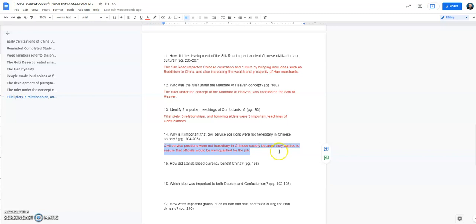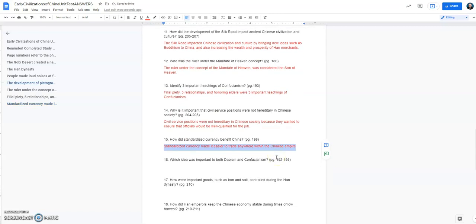15. How did standardized currency benefit China? Well, it just made it easier to trade. If everybody in the empire has the same money, then everybody can use the same money to trade and buy things. You don't have to go to one kingdom and trade your money for a different kind of money, with exchange rates and all that kind of stuff. Like if you're traveling from the United States to Europe, for instance, right? You got to change your dollars into euros, and it can be kind of a hassle, and it makes things harder. So make everybody have the same money, business works better.